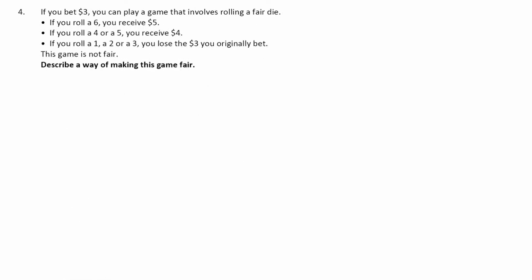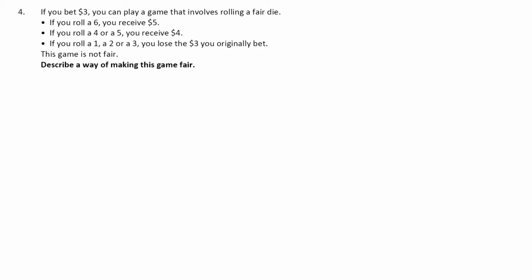Question 4. If you bet $3, you can play a game that involves rolling a fair die. Remember, a fair die just means that it has equal probability of showing up any face. If you roll a 6, you receive $5. If you roll a 4 or a 5, you receive $4. If you roll a 1, 2, or a 3, you lose the $3 you originally bet. This game is not fair. Describe a way of making this game fair.